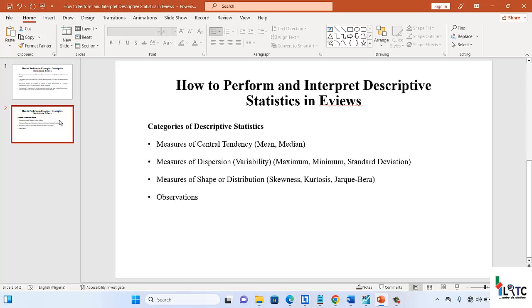Next to that is the measure of dispersion or variability, and that gives you the maximum, the minimum, as well as the standard deviation. Another one is the measure of shape or distribution. That's the skewness, the kurtosis, and the Jarque-Bera. Below all these statistics, you have your observations. You get it? So when you have all these results, you will have a clear idea of how your data will look.